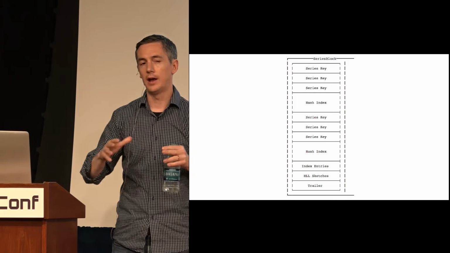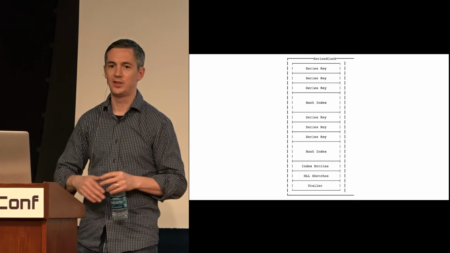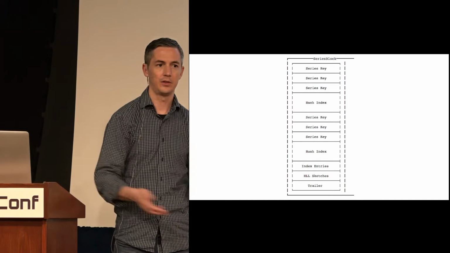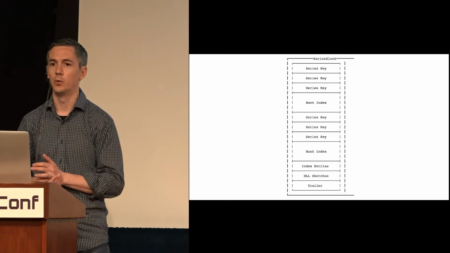So by default, we write out 65,000 series keys at a time. And these are always written in sorted order. So what that means is as we're going through and compacting index files, we can actually do it as a streaming job, right? We can read multiple index files, merge them together, and write out the 65K series, and more and more and more, right? So we never have to have more than 65,000 series keys in memory to actually get it out to disk.